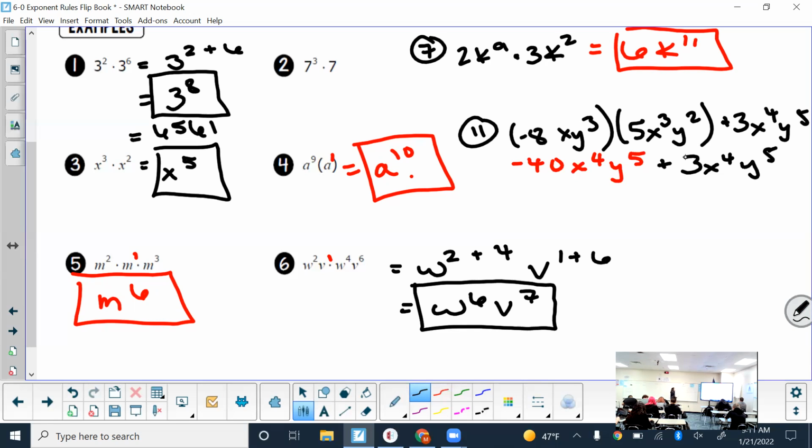Now, the terms are being added together. But if you look at your rules, I can only combine them if they are like terms. Like terms have the same exact variables, so the same exact exponent. So would you say that that's true here? Do they both have x to the fourth, y to the fifth? Then you can add or combine the coefficients together. What's negative 40 plus 3?